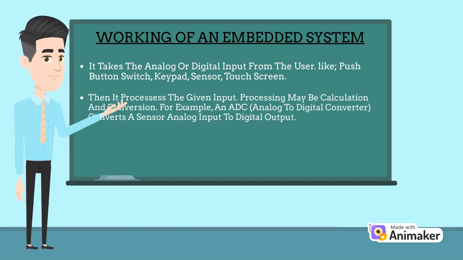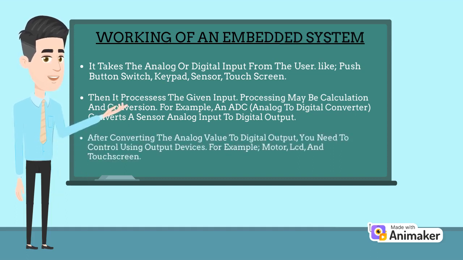For example, an ADC, analog to digital converter, converts a sensor analog input to digital output. After converting the analog value to digital output, you need to control using output devices. For example, motor, LCD, and touchscreen.